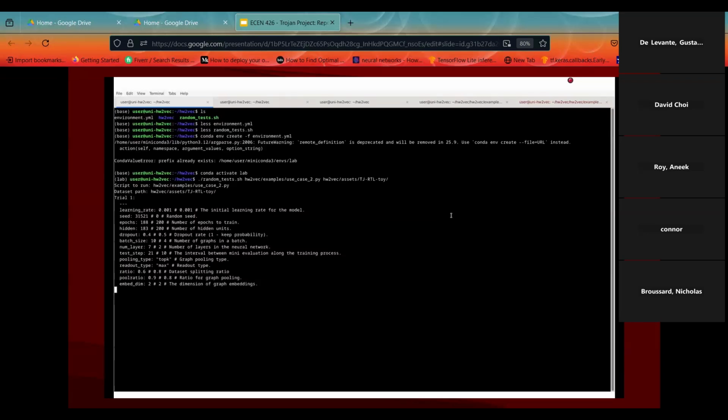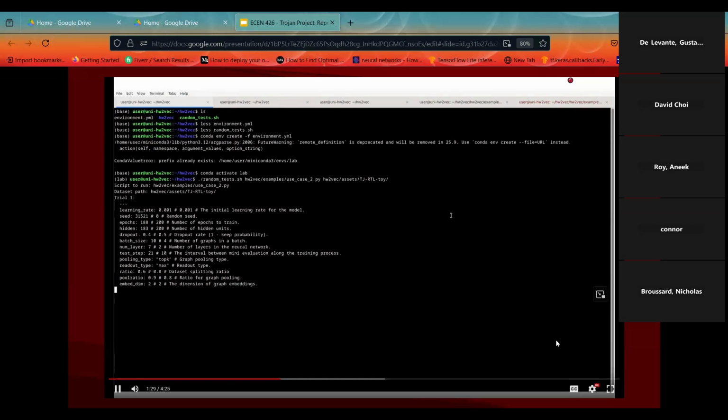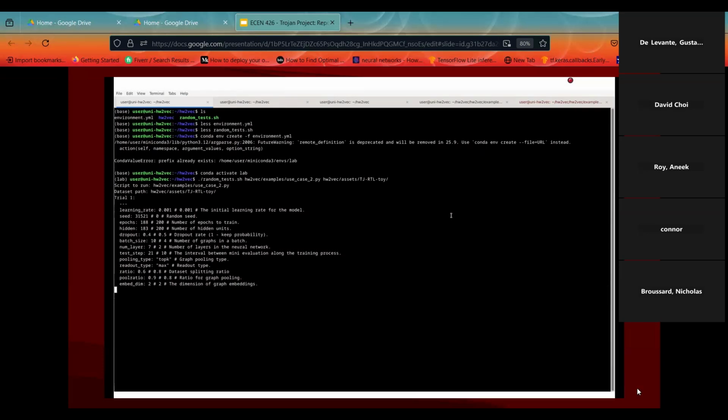So I go ahead and activate the environment here, or create the environment first, that is already created, so this is going to fail. And then I go ahead and activate the lab environment. Once that's done, we can go ahead and run the randomized testing script. We're going to have that reference the use case 2 Python script and the toy data set. And then when we go ahead and run that, we can see that it's randomized the values here.